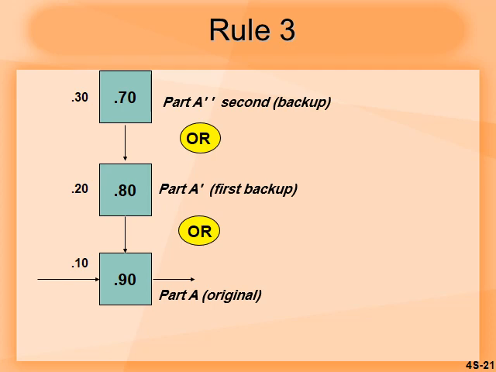So the relationship between A, the original, and the first backup and second backup: the system will perform by either of them, either the original or the first backup or the second backup. So the relationship is translated into or.